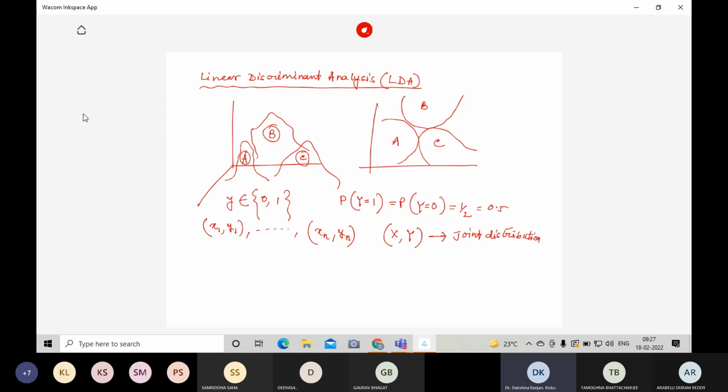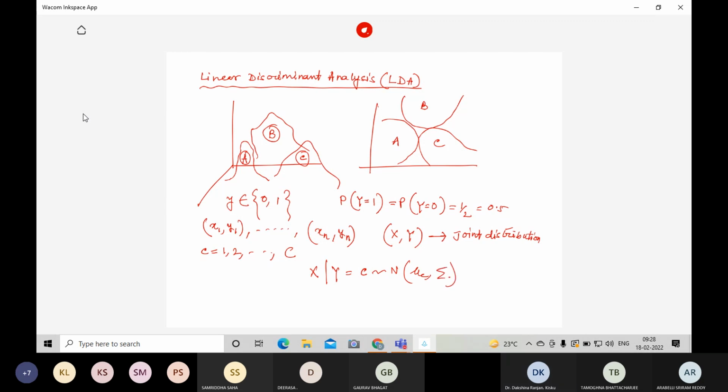For each class, small c, we can write 1, 2, up to capital C, where capital C is the total number of classes. For each class c, the feature vector is distributed as x given y equals c, following the normal distribution N of mu c, comma sigma.